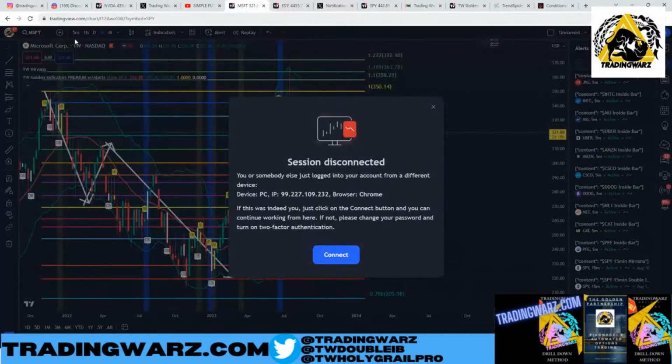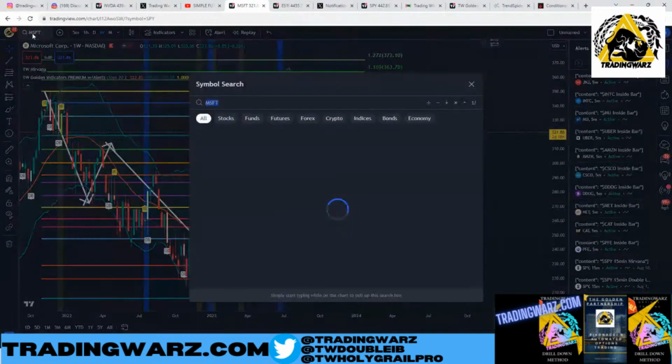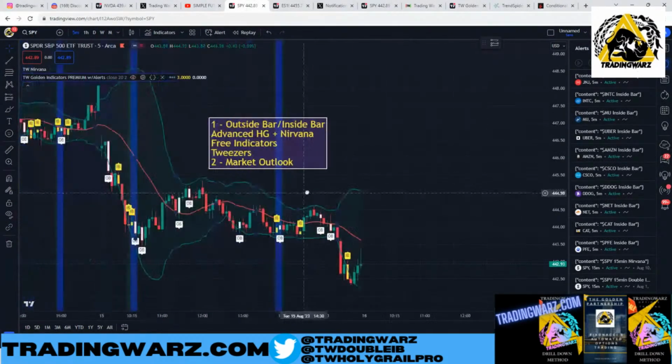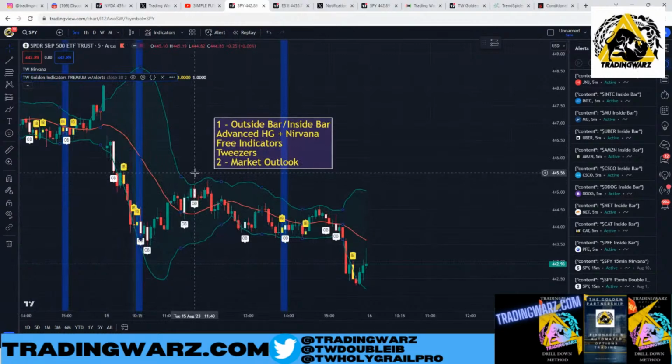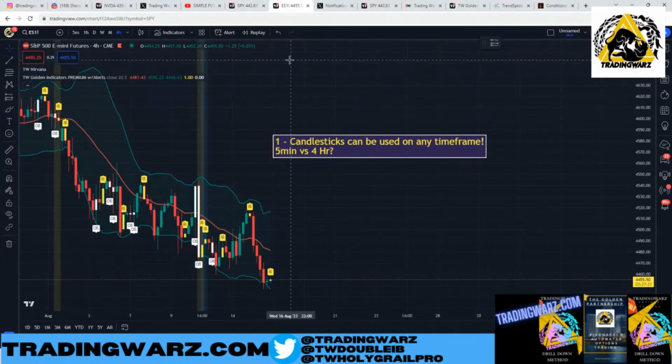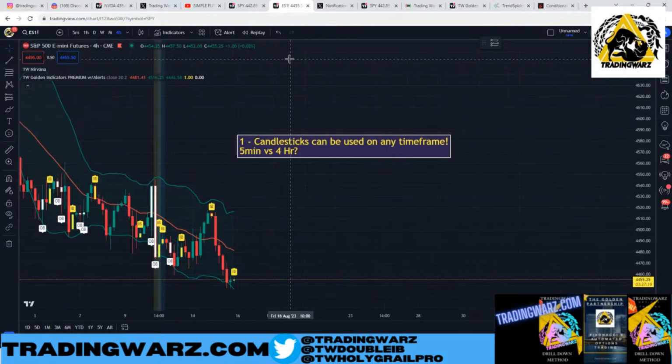However, if you're looking at SPY as an example, go to that 5-minute chart and look at these outside bars over here. Now all of a sudden we're looking at a day trade. Hit me with a 10 if that makes sense. The key is to understand what time frame is best suited for you, but regardless, candlesticks work on all the time frames.